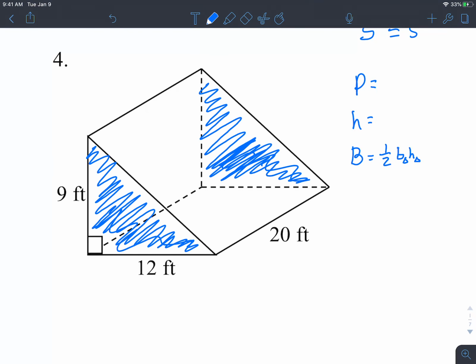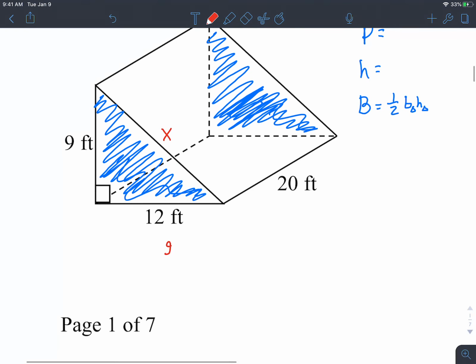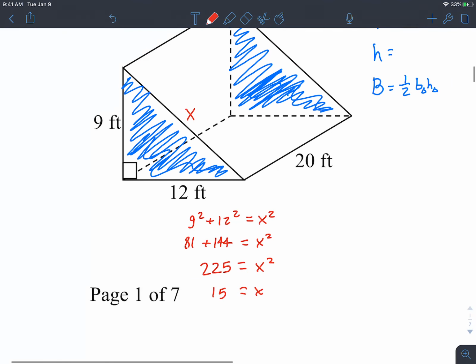So before we start finding everything, one thing I noticed we're missing is the hypotenuse of this right triangle for the triangular base right there. So typically if you have a right triangle and you're trying to find a missing side, we will use Pythagorean theorem for that. I'll call it x here for a minute, and then we'll do 9 squared plus 12 squared equals x squared. Sorry, just thinking out loud here. I think that's going to add up to 225. And then once you square root both sides, that's going to be 15 for your hypotenuse.